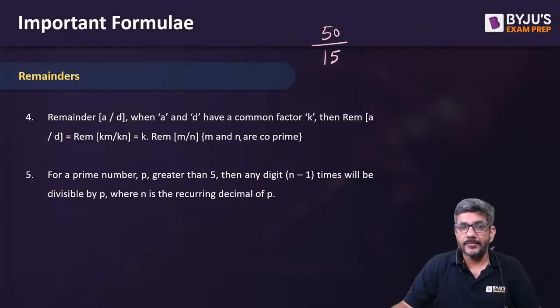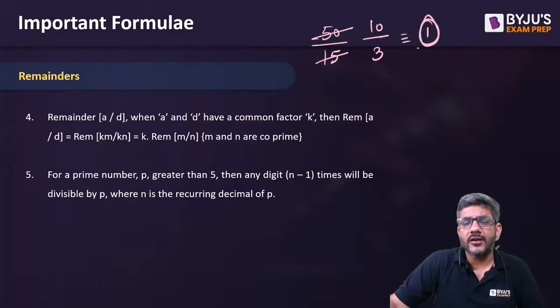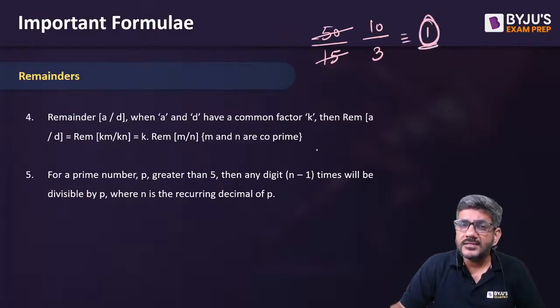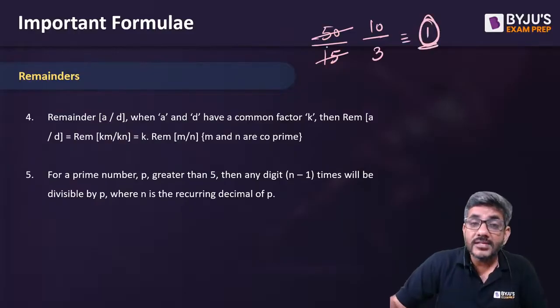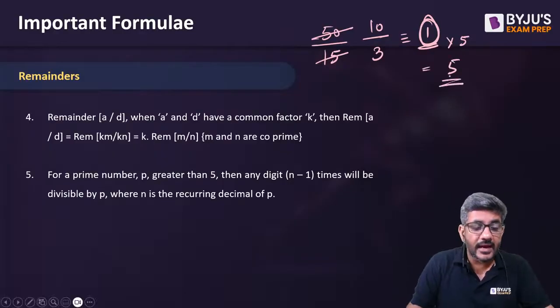But yes, what is the remainder when I divide 50 by 15? I can cancel out 5. 5 tens are 50. 5 threes are 15. And 10 divided by 3 gives me a remainder of 1. Is 1 the correct answer? No. Whenever something is cancelled out from numerator and denominator, it must be multiplied back at the end to get the actual remainder.